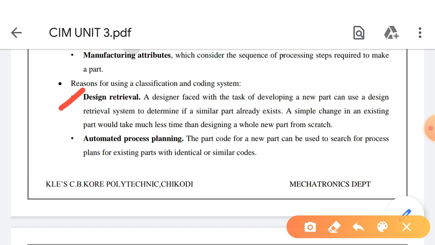Design retrieval means the saved file has to be retrieved, and you have to modify it, making small changes to the original design. That is the first reason it is required.